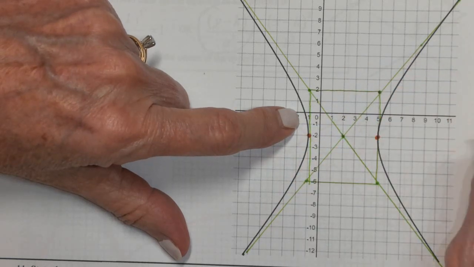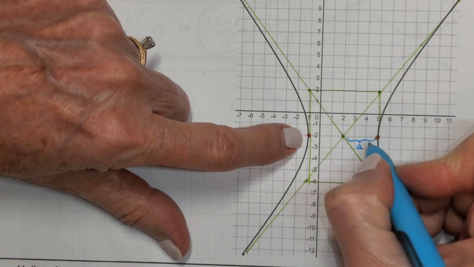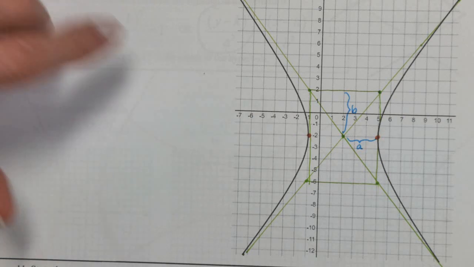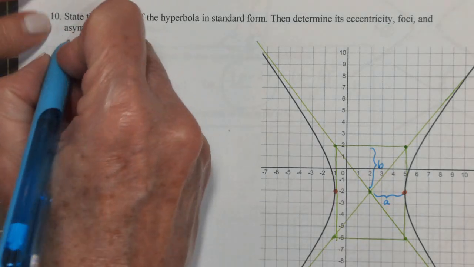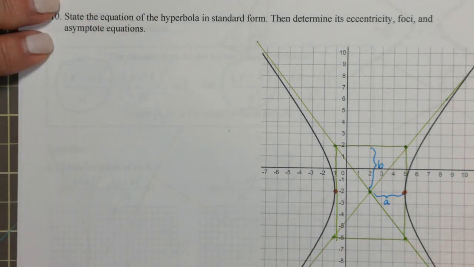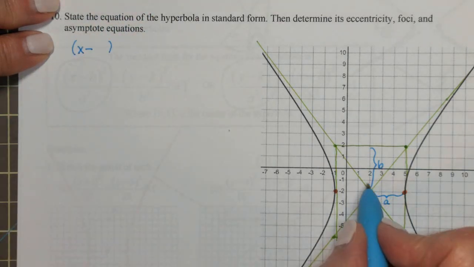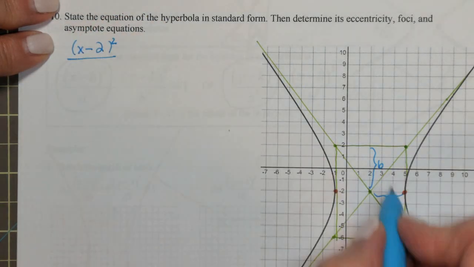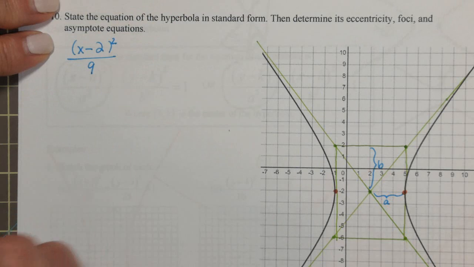All right? That means that this is A, and this is B. So from that, I can get all of my equation. So which is positive, the x's or the y's? Well, the x's are positive because that's where my two legs are. So x minus the x coordinate of my center, the x coordinate of my center is 2. So x minus 2 squared over a squared. A is 3, so I'll be over 9, right?